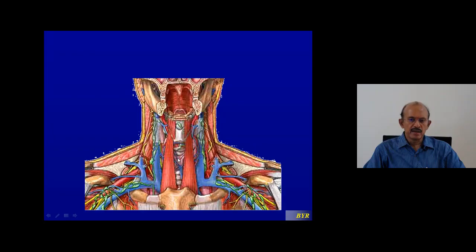In the deeper plane, you find sternothyroid, that means between sternum and thyroid. Then between thyroid and hyoid bone, that is called thyrohyoid. So there are sternothyroid and thyrohyoid muscles.